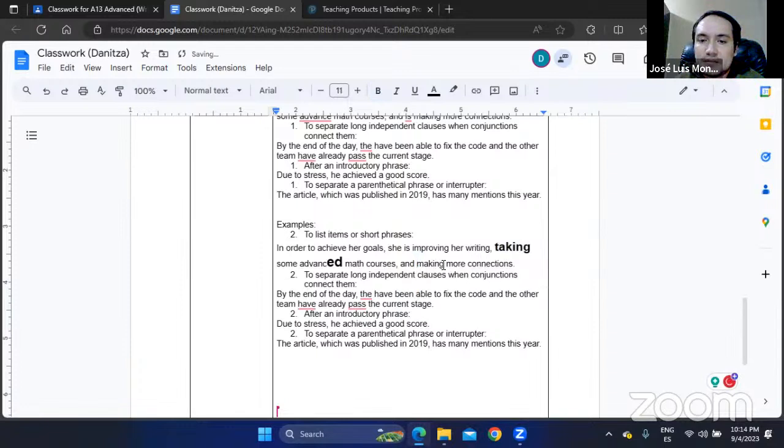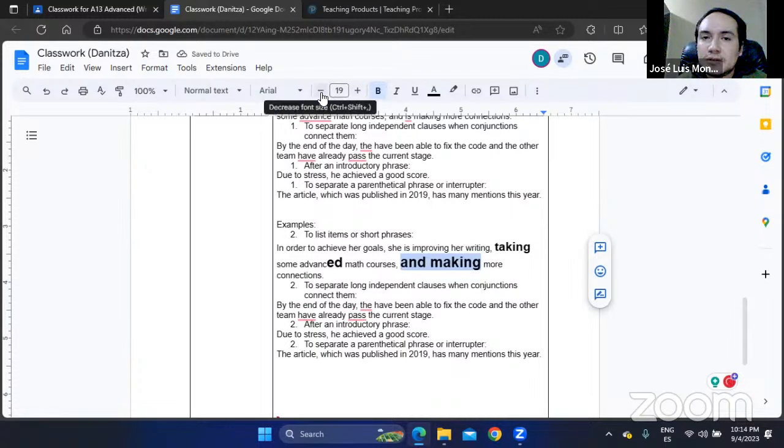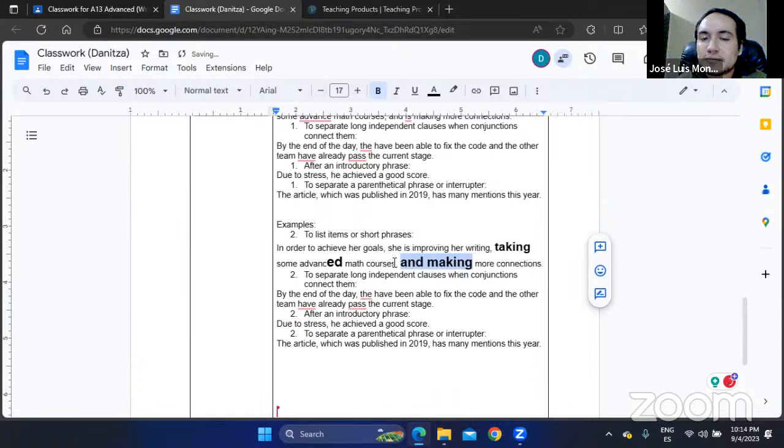And making directly. And here we use a comma, not because it is a FANBOYS. This is not a coordinating conjunction. This is only connecting the list of items, and the comma is not because of that. It is because it is a list of items, and we have more than two items. That's the first one. Everything else seems to be good.